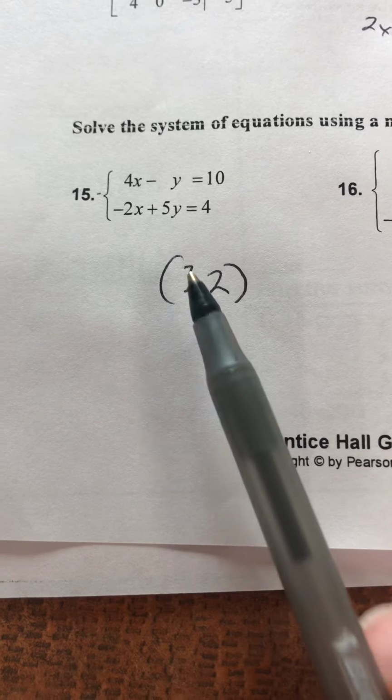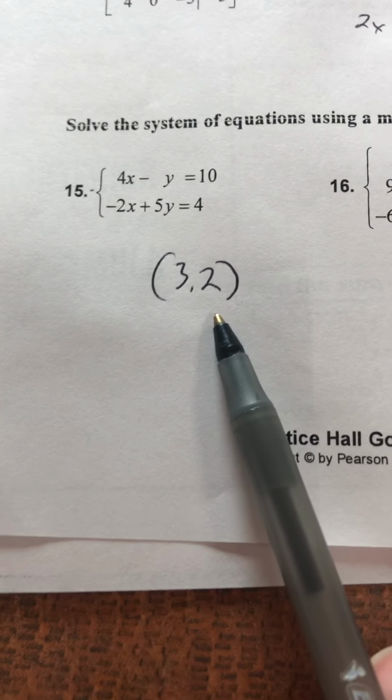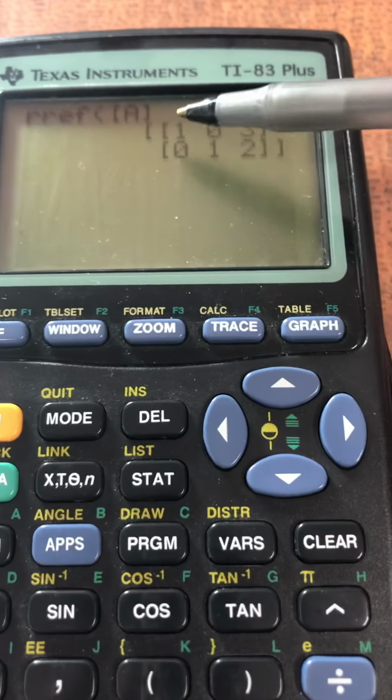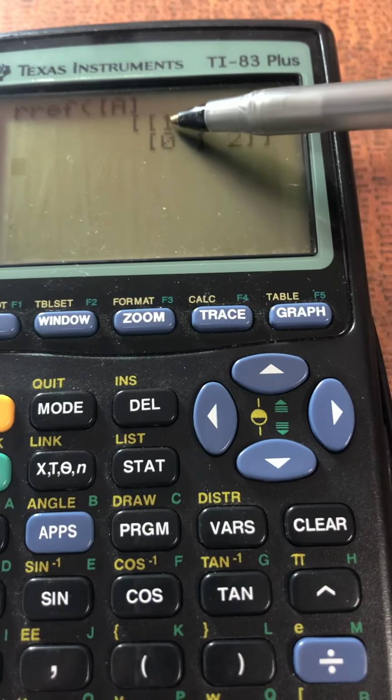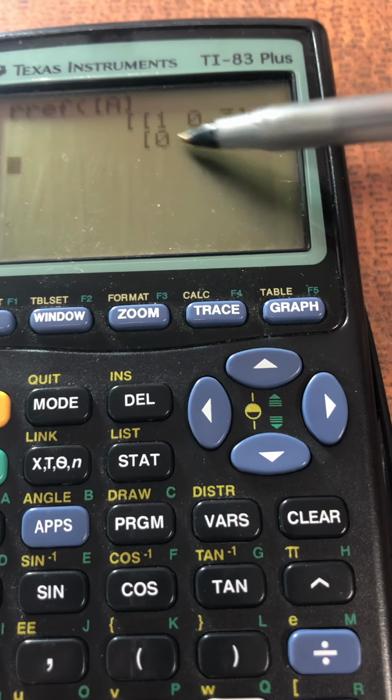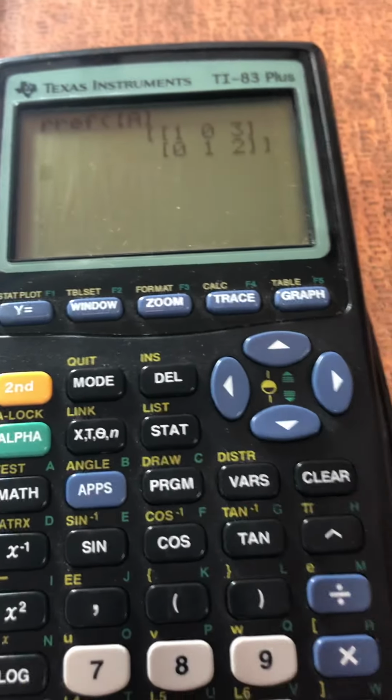So 3, 2. That's my x value, my y value. 3, 2 is going to be my answer. That's what we want. Remember, you don't want all of this stuff. This looks good when you have the ones in order like that, ones and zeros.